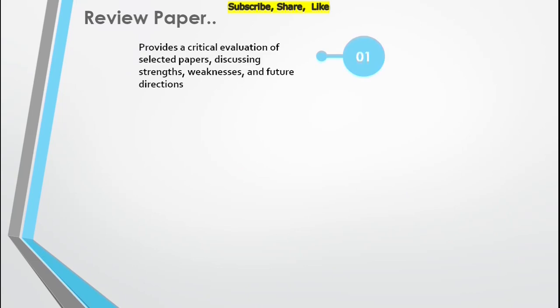What is a review paper? A review paper is a little more critical in nature. It provides an evaluation of selected papers, highlighting their strengths, weaknesses, and possible future directions. This type of paper is especially useful for researchers who want in-depth insights into a particular topic.